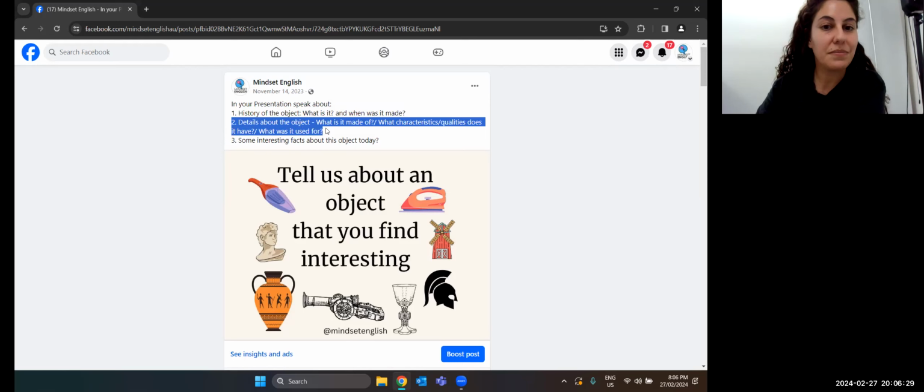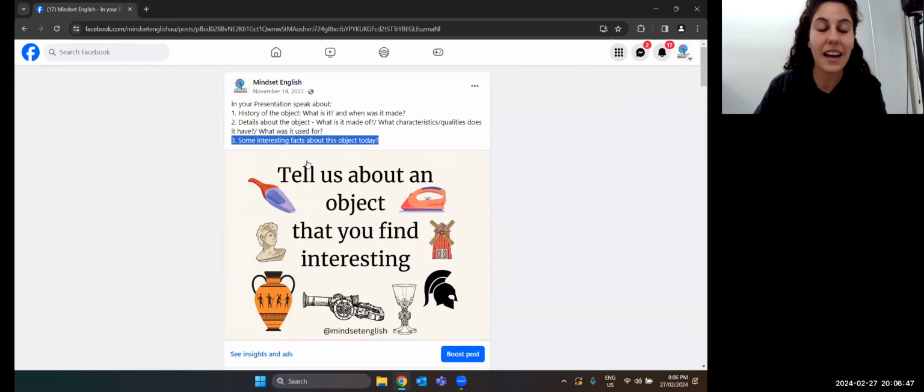Then in the middle of your presentation, the next person can talk about the details. So start giving more details about the object. What is it used for? Why do we need it? Why is it important? What can we do with it? And then the last person in your group can talk about interesting facts today. So what's great about it today? How has it changed the world today? Why do we really like it and want to use it now?